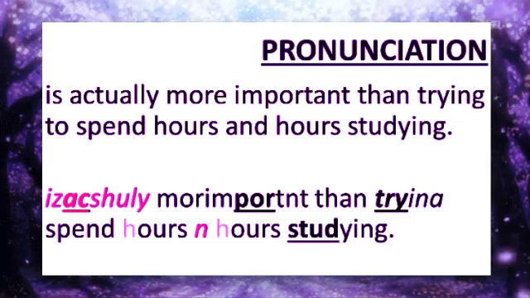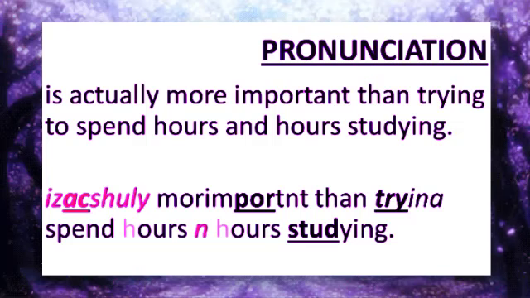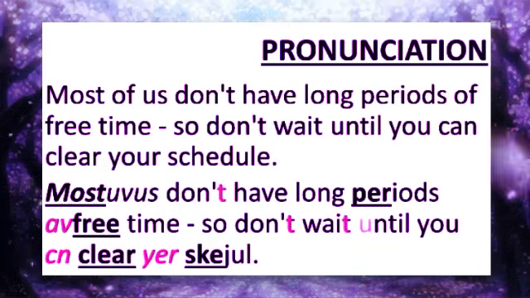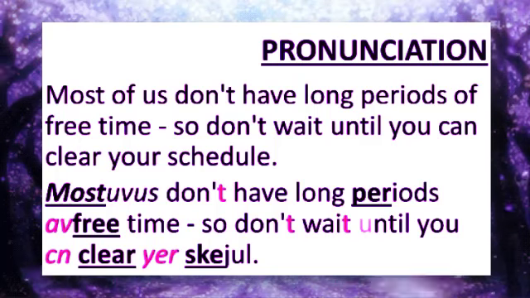Again, you can see the word to just becomes a little sound at the end of trying. Try and spend. Hours and hours. Remember, the H in the word hours is silent, so don't pronounce it at all. Hours and hours. And the and becomes n. Studying. Most of us don't have long periods of free time. Okay, the words most of us kind of run together. Most of us.